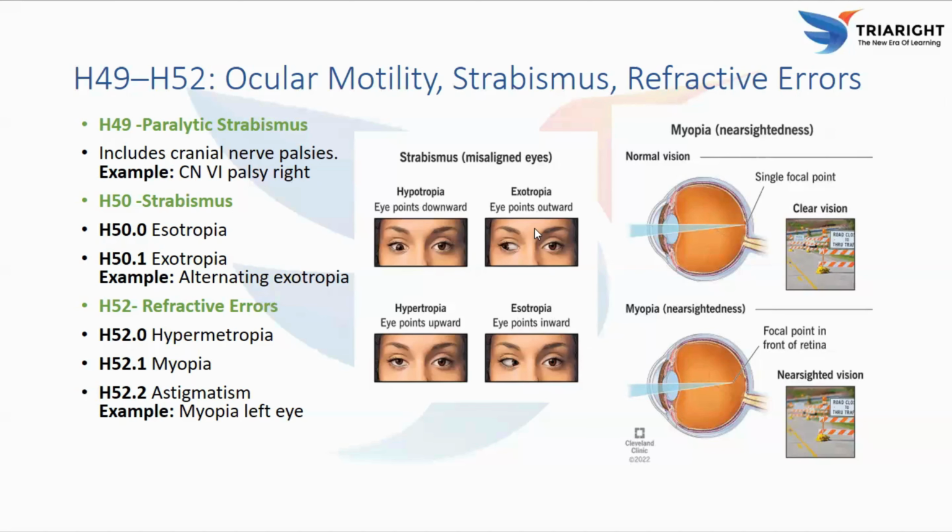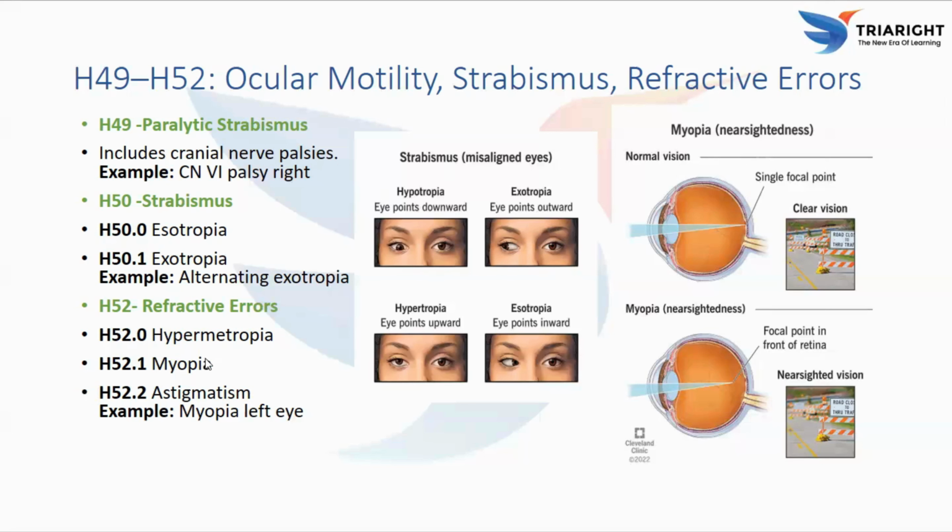Then exotropia, the eye points outward. So for example, alternating exotropia, both eyes take turns deviating outward. You have to assign code H50.1 for exotropia. Then hypertropia means one eye turns upward, whereas hypotropia, one eye turns downward. So these are the types of strabismus.